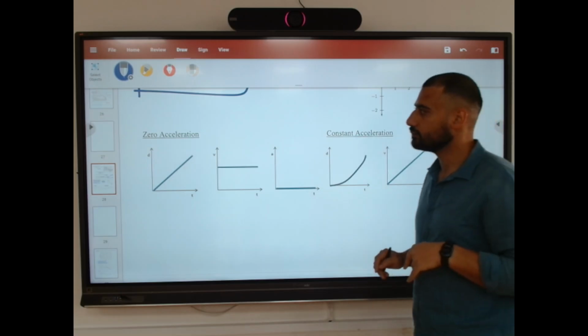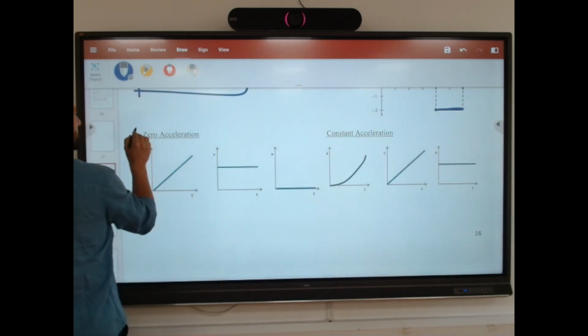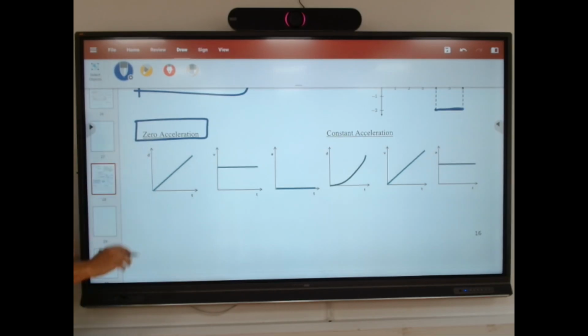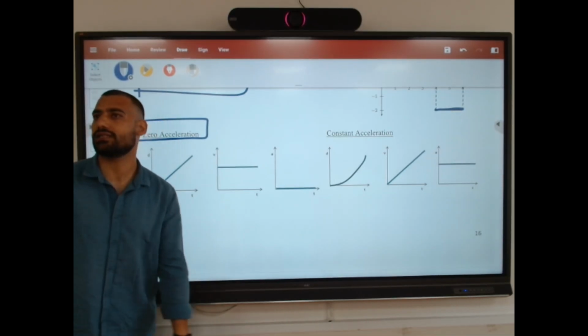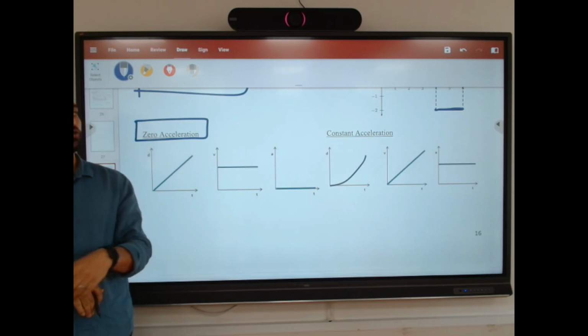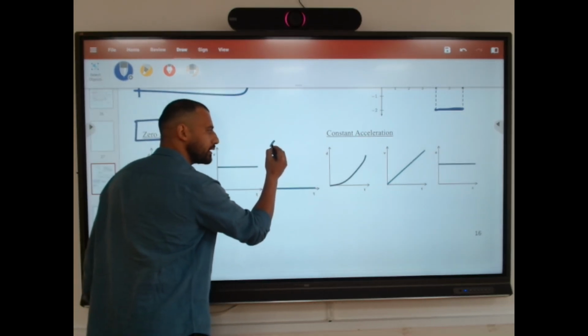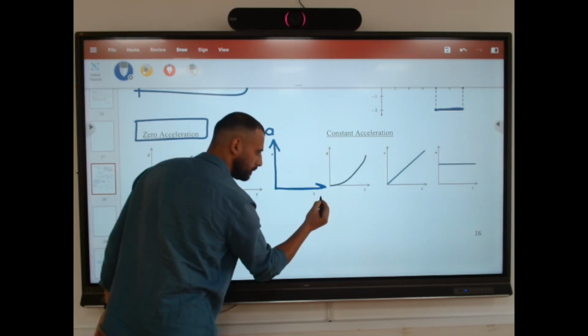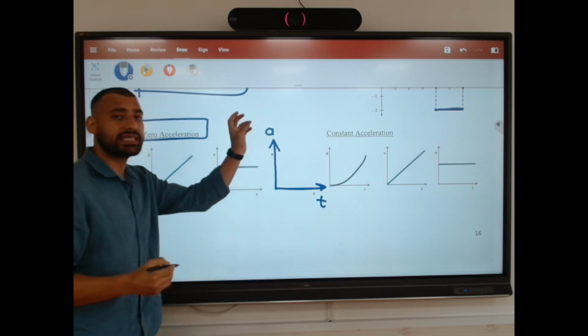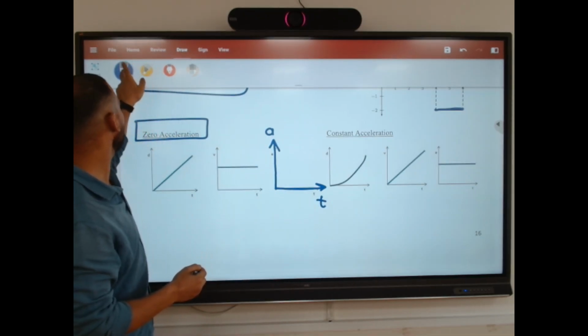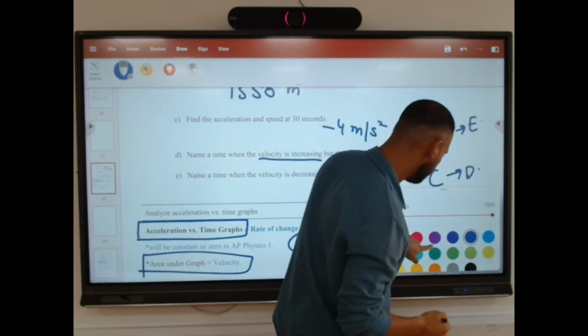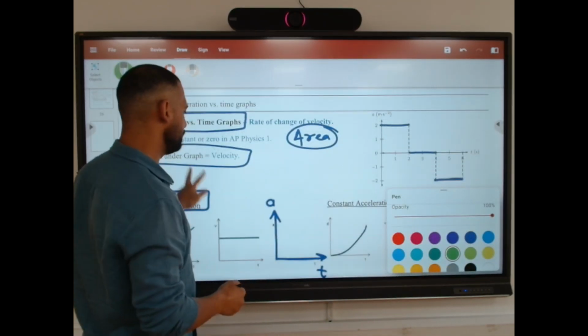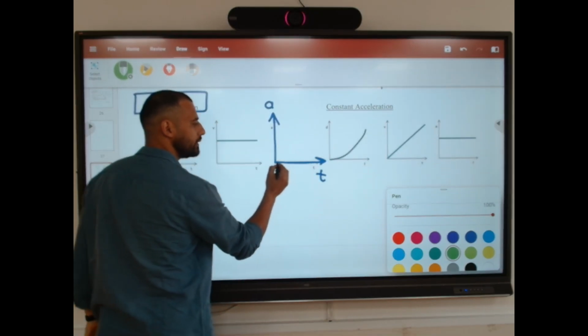Now see, we have to plot graphs. The question is, plot a graph in which you have zero acceleration. Acceleration has to be zero. So first of all, let us plot the acceleration time graph. Acceleration versus time graph. When the acceleration is zero, the graph will be something like this.